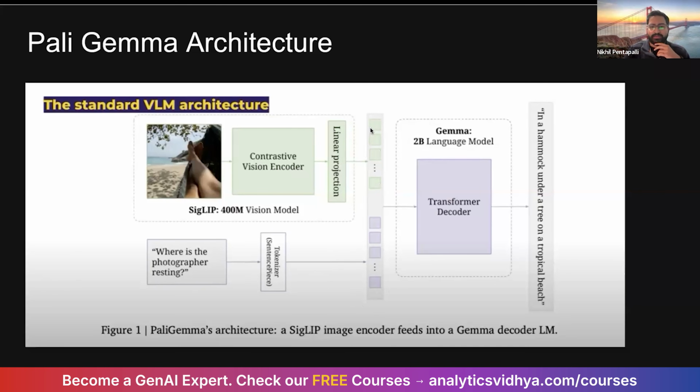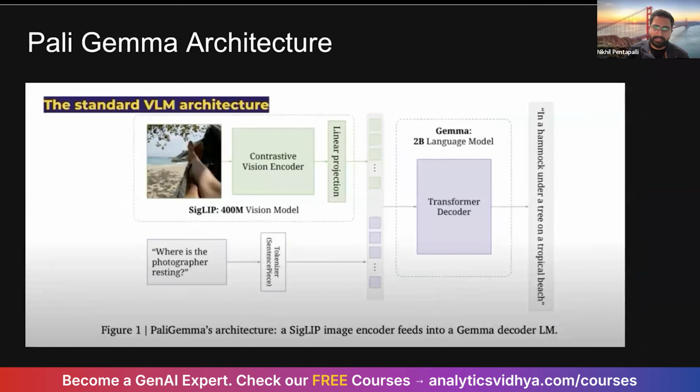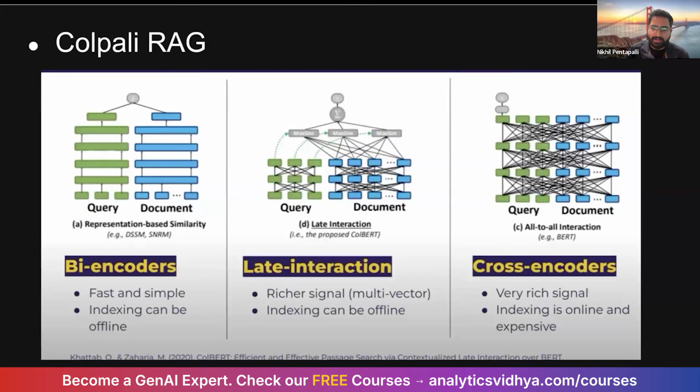So now you have both your image vectors plus query or text vectors together being sent to the transformer decoder. And then you have an answer generated: in a hammock under a tree on a tropical beach. So this is a standard vision language model architecture where you combine your text plus image to get the output. Now, why is this needed? And why exactly is it called ColPali? What is COL?